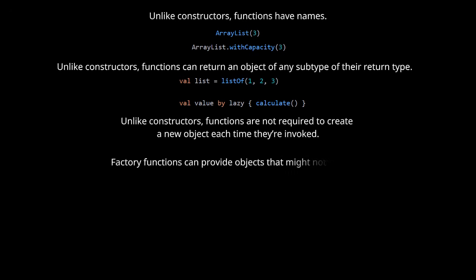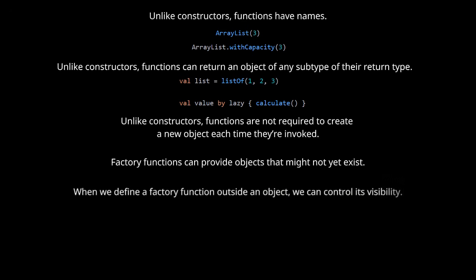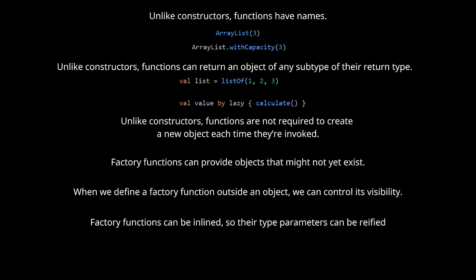Factory functions can provide objects that might not yet exist. This is intensively used by creators of libraries that are based on annotation processing. In this way, programmers can operate on objects that will be generated or used via a proxy without building the project. When we define a factory function outside an object, we can control its visibility. For instance, we can make a top-level factory function accessible only in the same file, private modifier, or in the same module, internal modifier. Factory functions can be inlined, so their type parameters can be reified. Libraries use this to provide a more convenient API.